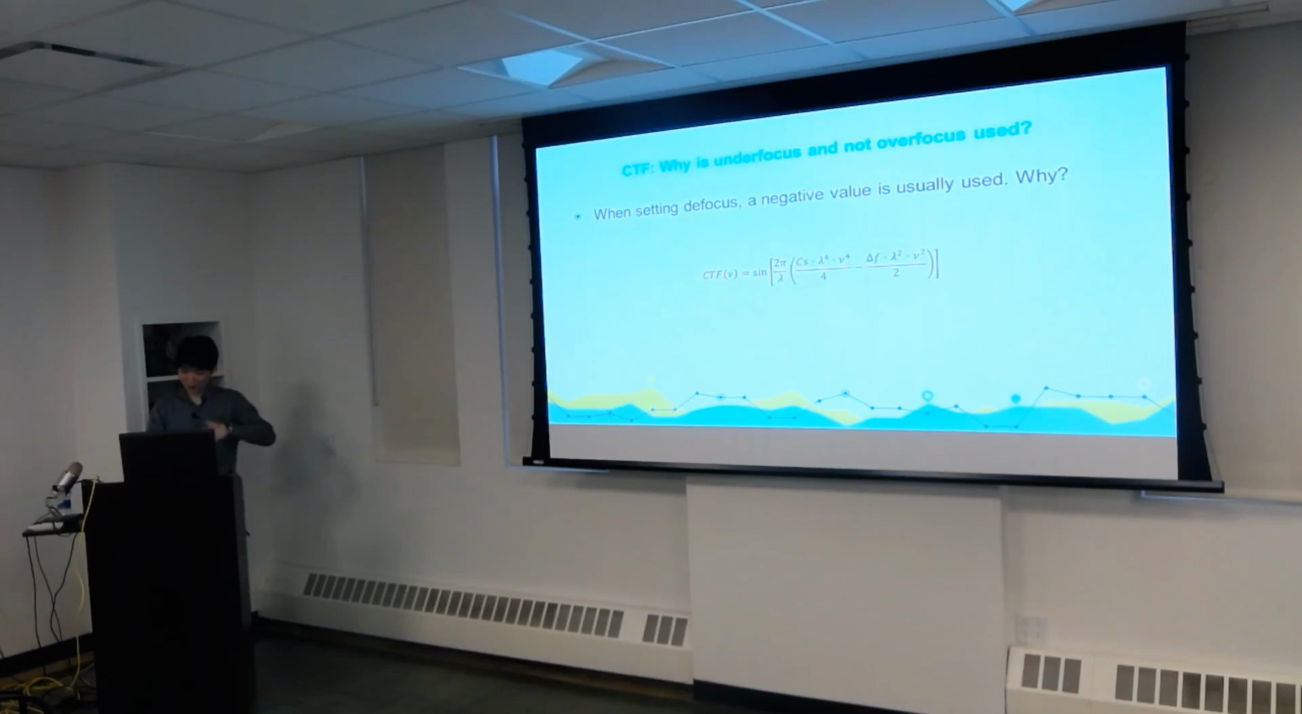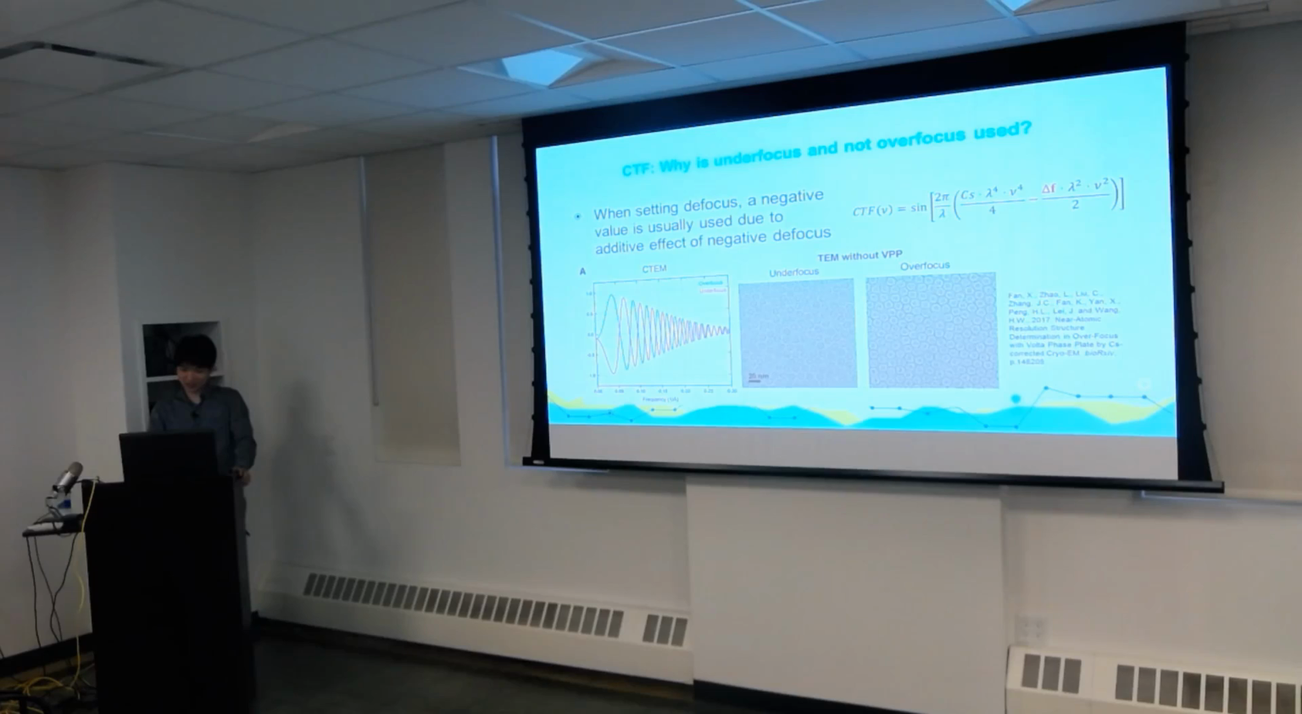For people who are not clear about how it actually looks under focus versus over focus, this is a nice image to show that. When you take a particle under focus, I think it's an apoferritin maybe, you see black particles on white. This corresponds to the red curve. But when you do an over focus, the contrast flips, and everything that was black becomes white. That's because the over focus curve is almost a flip of the under focus curve.